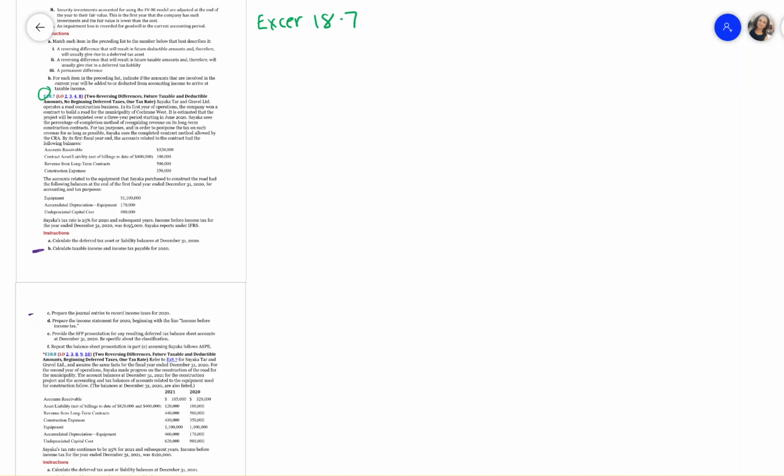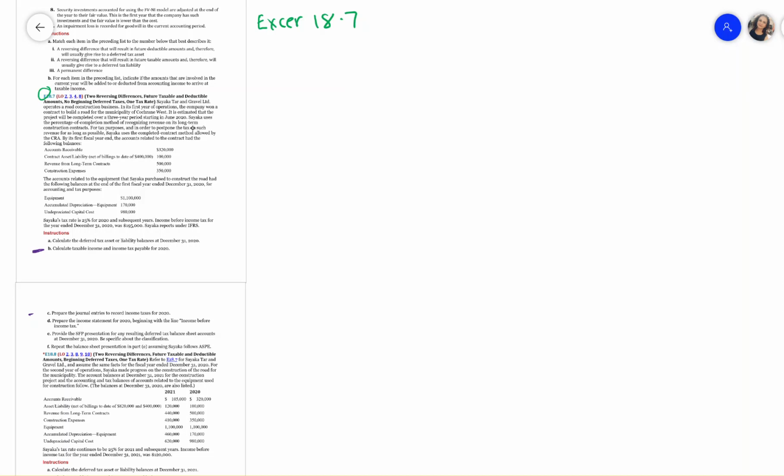In 18.7, there's a lot of information there, but we're going to make it as simple as we can. In this case, Saika Tar and Gravel Limited operates a road construction business. In its first year of operation, the company won a contract to build a road for a municipality. It is estimated the project will be completed over 3 years. So this project we took on will take 3 years.